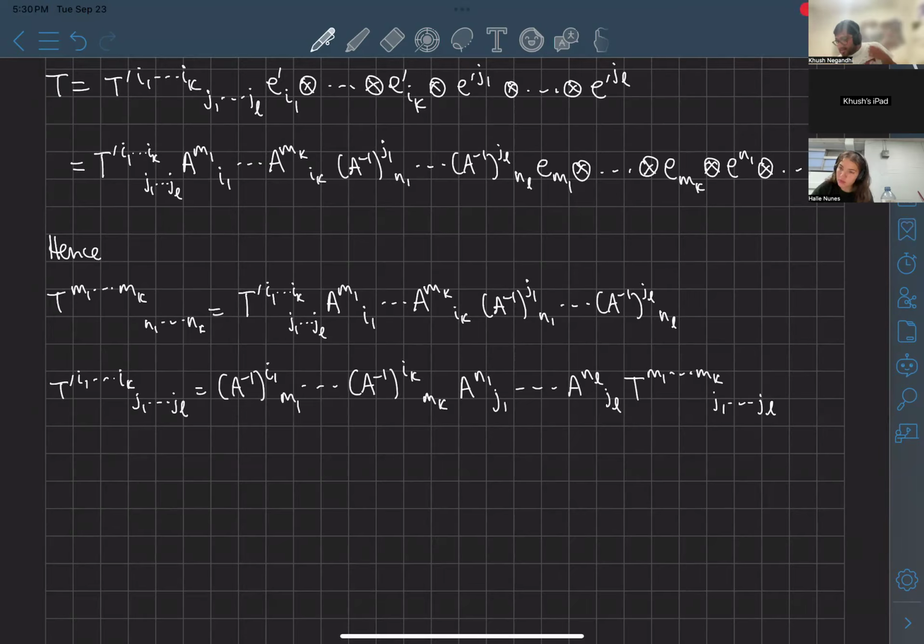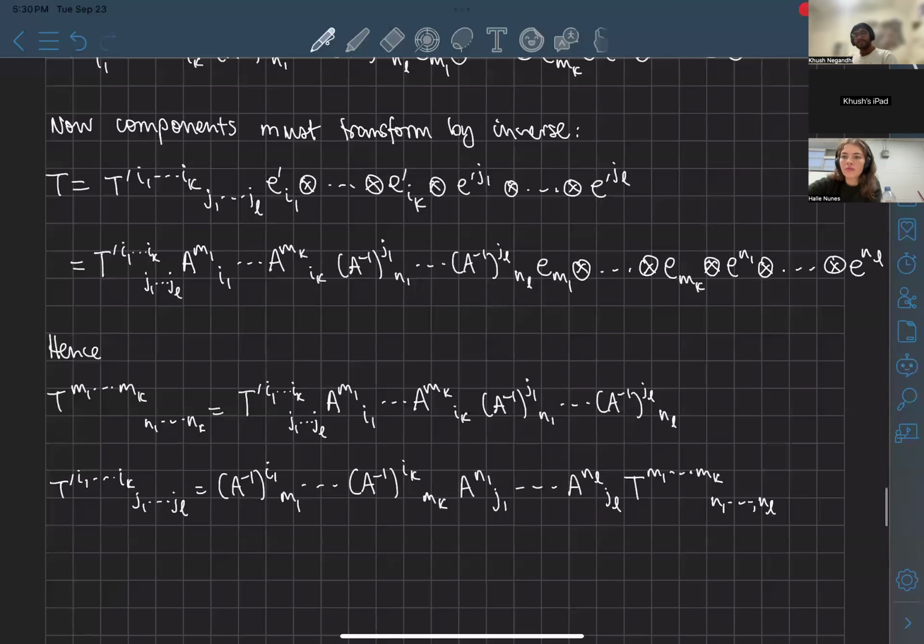Does that make sense? Sorry, this should be N1, not J's. These are N's. Okay. So now we can also see the usefulness of Einstein's summation convention, because if I had to write K plus L sum signs, I don't think I could fit anything in one line.